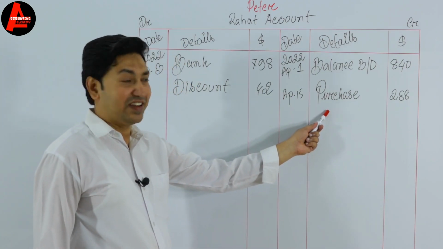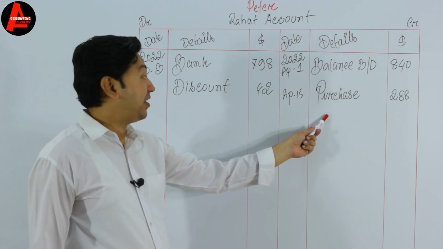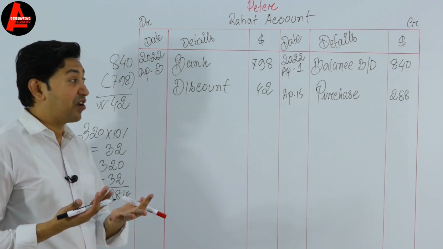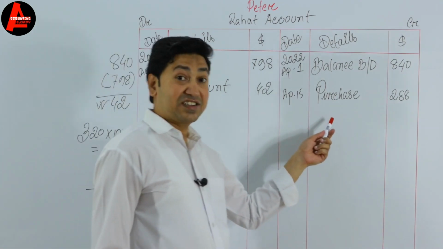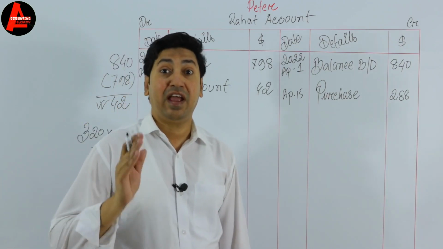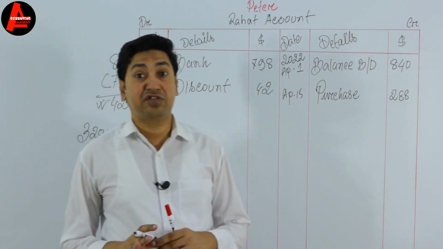Don't write discount here. It is not a cash discount, it is a trade discount, and trade discount does not appear. Many of you will be confused and write discount here, but remember trade discount does not appear in any ledger account. So here we finished all the transactions.